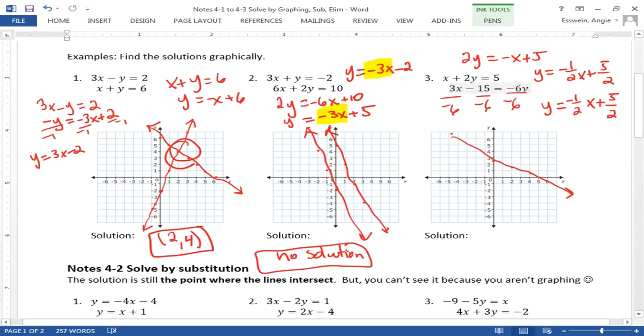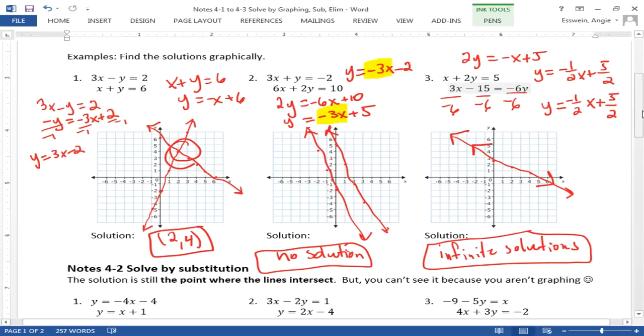So we would be graphing the same line twice. The way you show a line on top of each other is to put another set of arrows on it so it looks like there's two. They both go on forever though. So the solution is, there's too many to list. It's infinite solutions. They intersect everywhere. So we just say there's infinite solutions. So that is that.